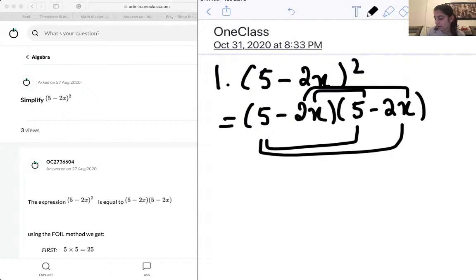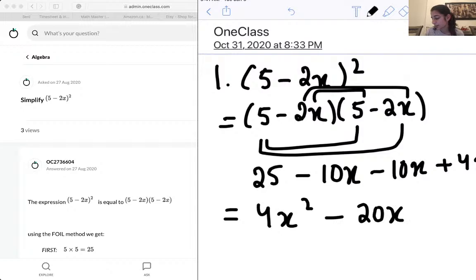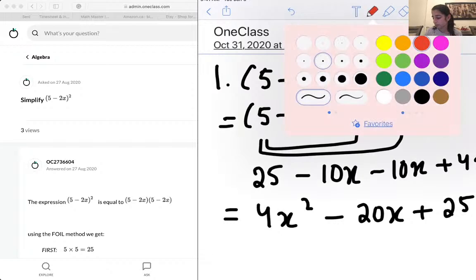So 5 times 5 is 25. 5 times negative 2x is equal to negative 10x. Negative 2x times 5 is negative 10x. And negative 2x times negative 2x is a positive 4x squared. We can then simplify the common terms, and we're left with 4x squared minus 20x plus 25 as our final answer.